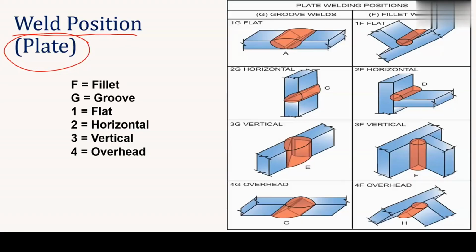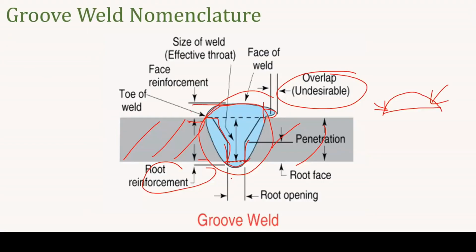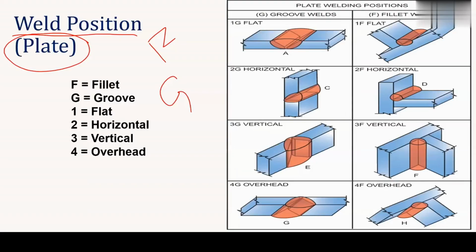The weld positions will be denoted in alphanumeric. In the alphabet we will use either F or G. F stands for the fillet type of welding, and G stands for the groove type of welding, right? And the numeric 1, 2, 3, 4 is nothing but flat, horizontal, vertical, and overhead. You can see the different types of welding positions. This is typically for the plate, right? If you have a groove weld in the horizontal position, we will use 1G. Okay. So if you are going to weld in the horizontal type, right?